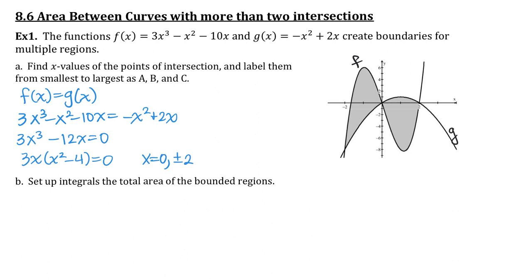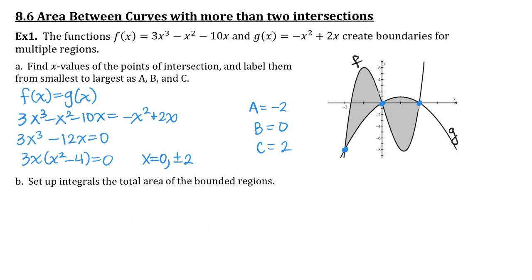Okay, find the x values of the points of intersection. Done. Label them from smallest to largest as A, B, C. So A is the smallest, B is the next, C is the largest. And then if we're looking at the graph, the points we found are right here. At x equals negative 2, the curves intersect. At x equals 0, they intersect. And at x equals 2, they intersect. But we don't always have the graph. So then we have to figure it out on our own.